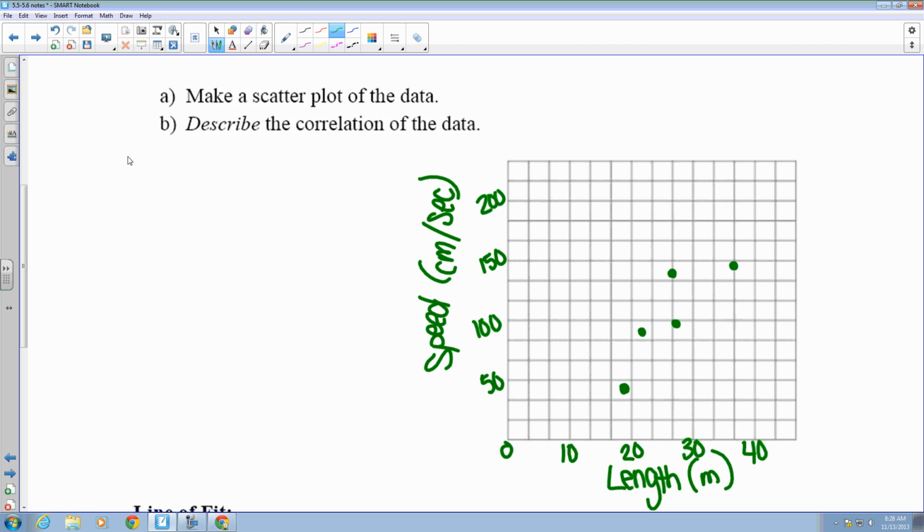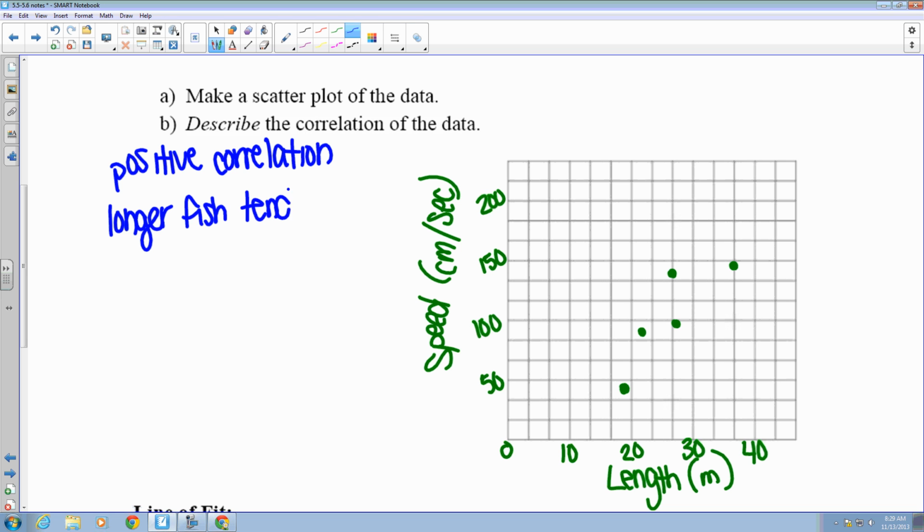So if I had to graph a line through these points, what would my correlation be? What would the slope be? It would be positive. So positive correlation. And what this positive correlation means in our context is that the longer the fish is, the faster they tend to swim.